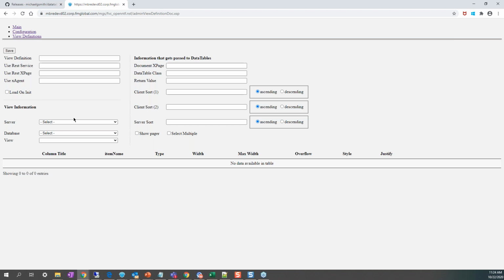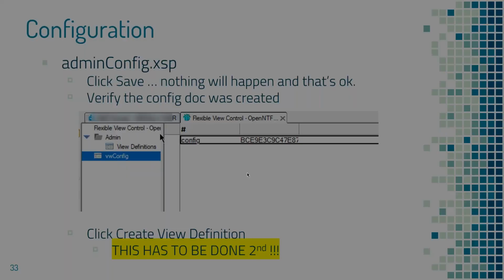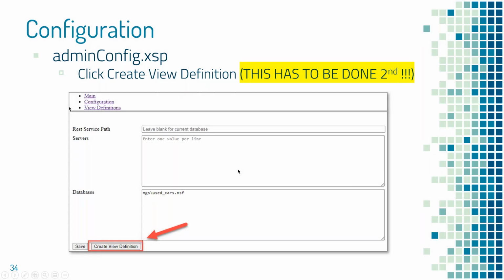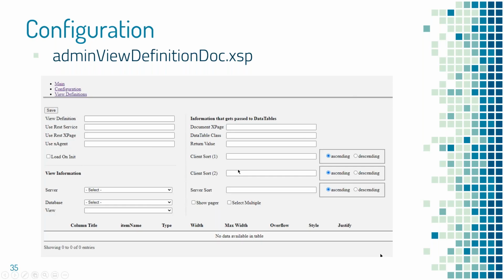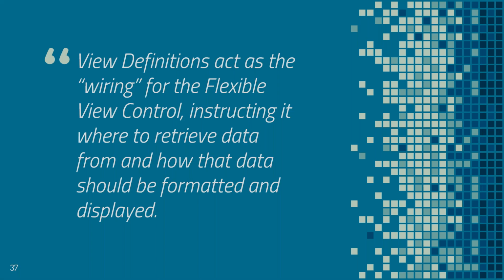So what fields do we need to focus on here? Let me bring our presentation back up. You see we have our configuration document. We've clicked on create view definition, and so we have our new view definition in front of us. So we're going to start talking about view definitions now.